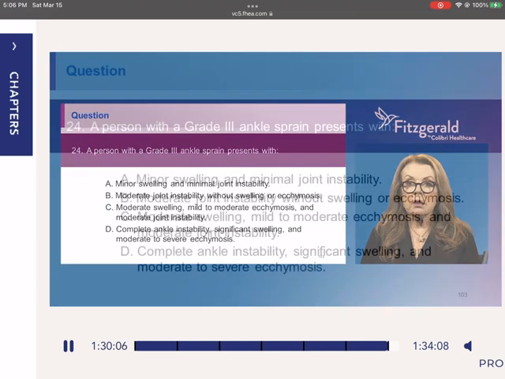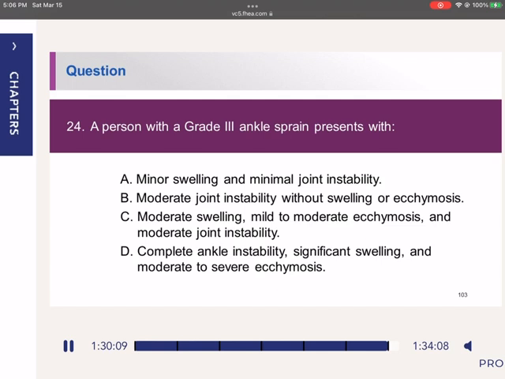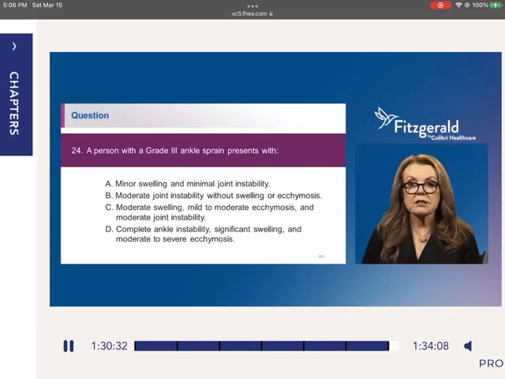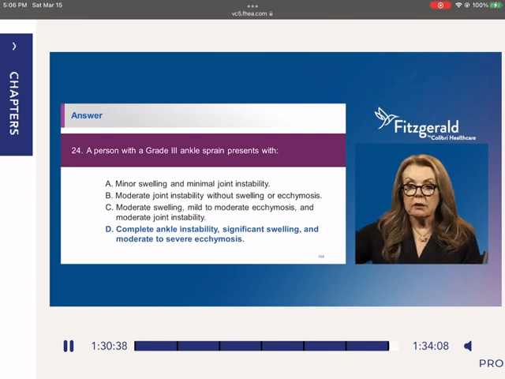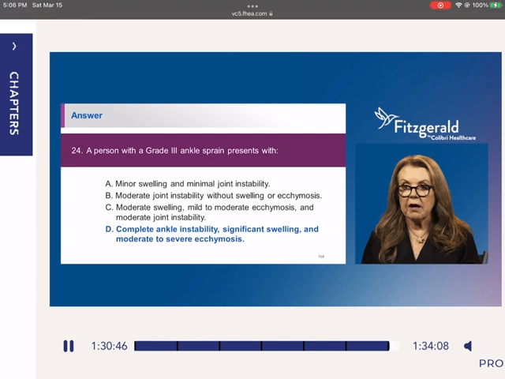Question 24, a person with a third-degree ankle sprain presents with A, minor swelling and minimal joint instability, B, moderate joint instability without swelling or ecchymosis, C, moderate swelling, mild to moderate ecchymosis, and moderate joint instability, D, complete ankle instability, significant swelling, and moderate to severe ecchymosis. And that, of course, is going to be D. Complete ankle instability, severe swelling, and moderate to severe ecchymosis. Grade 3 ankle sprains can be very impressive.